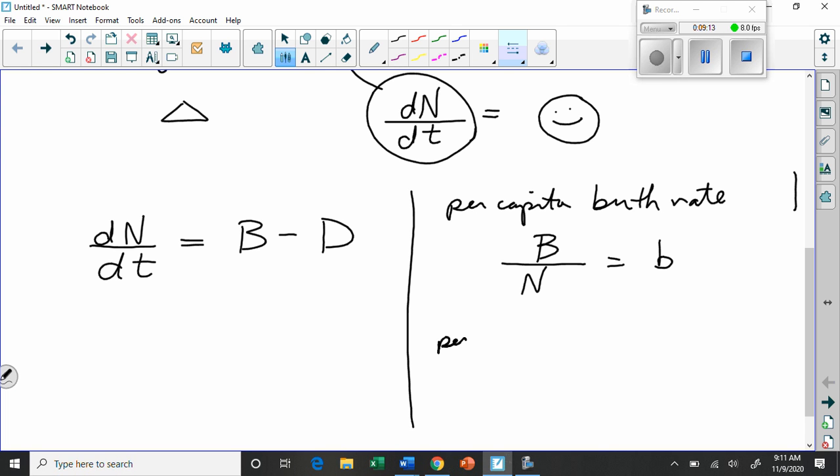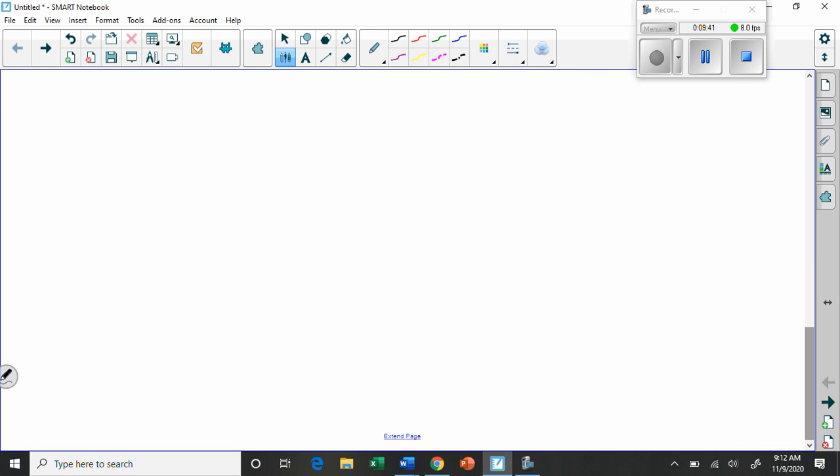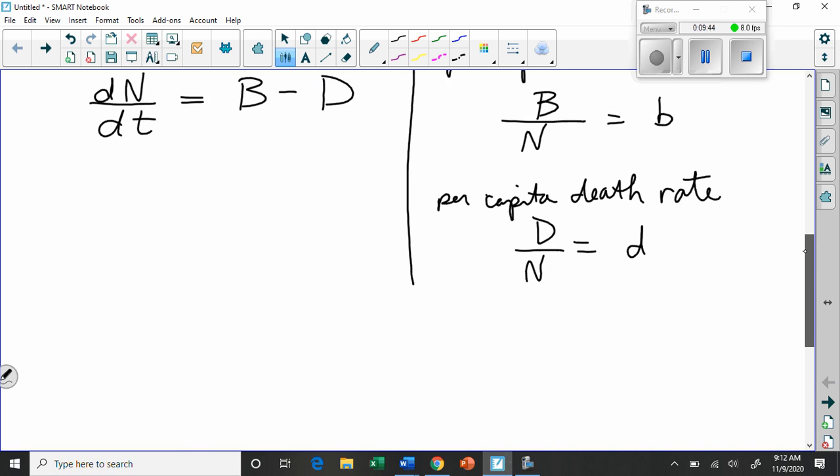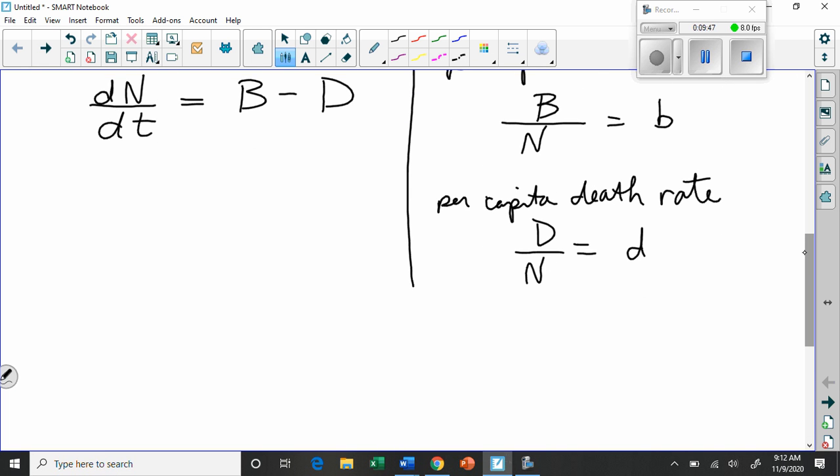And then they talk about the per capita death rate, which again is comparing the actual rate of deaths to the population size. So it's D over big N, and they call that little d. So now that you understand that, it might make more sense as we go on to figure out what all these things are for. Okay. Now, here's where they go crazy with their mathematical stuff in the book. All right? What they do is they use the equation on this side, and they use the equations over here on the right, and they combine them.